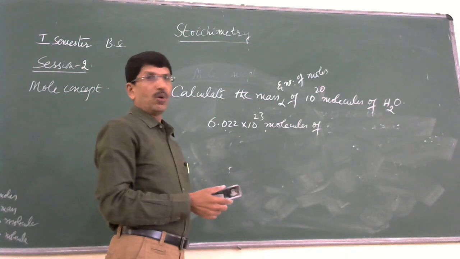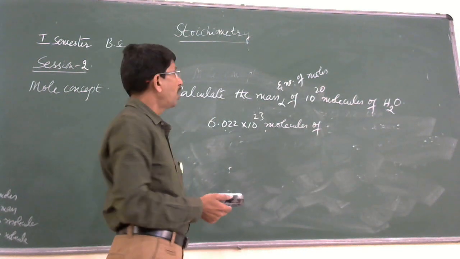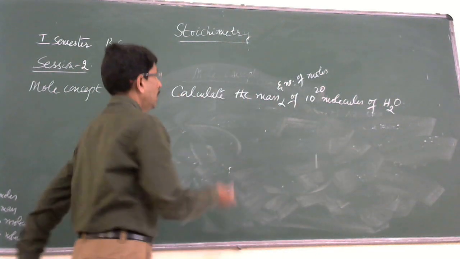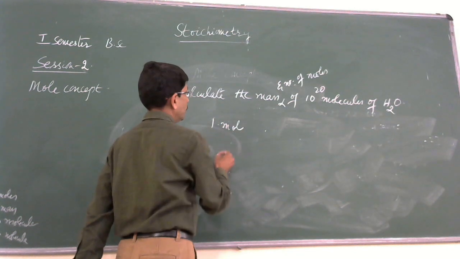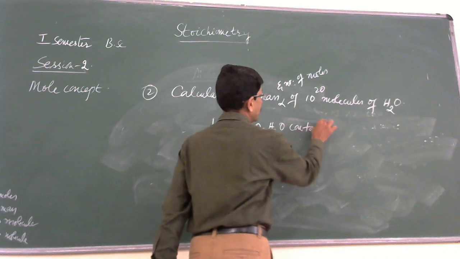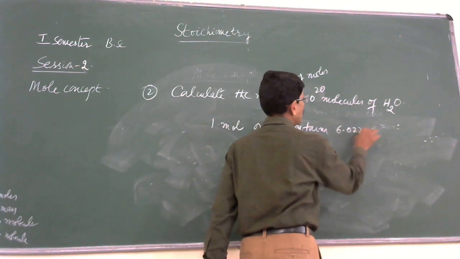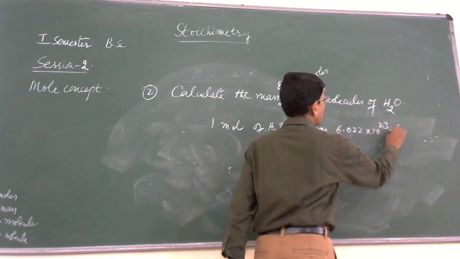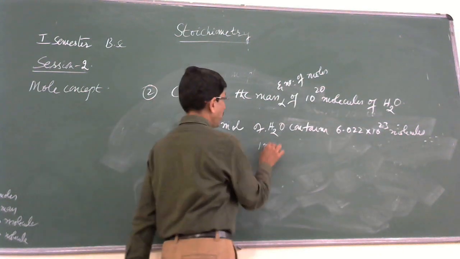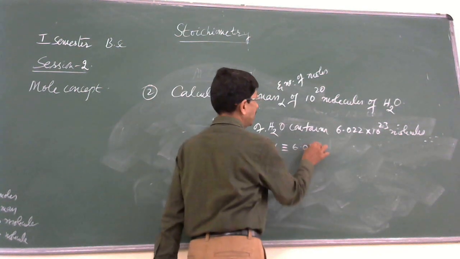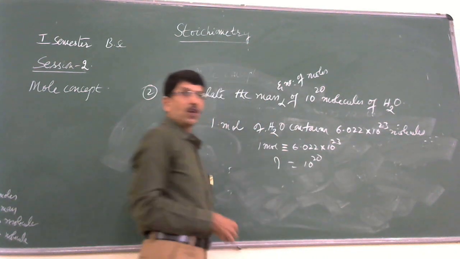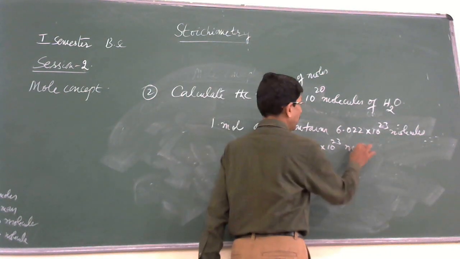How many moles are present in 10 to the power 20 molecules of water? So 1 mole of water contains 6.022 into 10 to the power 23 molecules. So 1 mole corresponds to that quantity, 6.022 into 10 to the power 23. Now 10 to the power 20 molecules correspond to how many moles? Very simple problem.